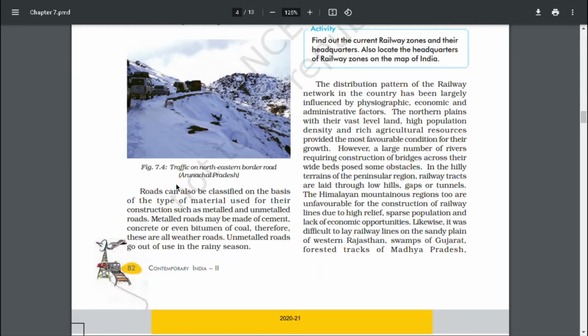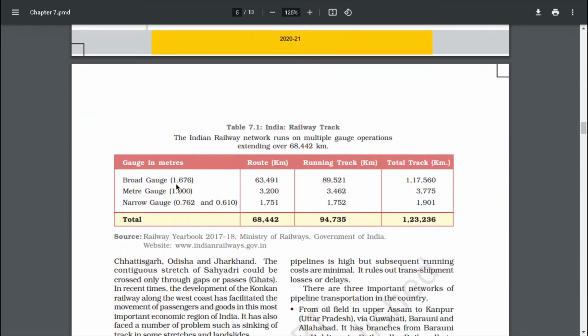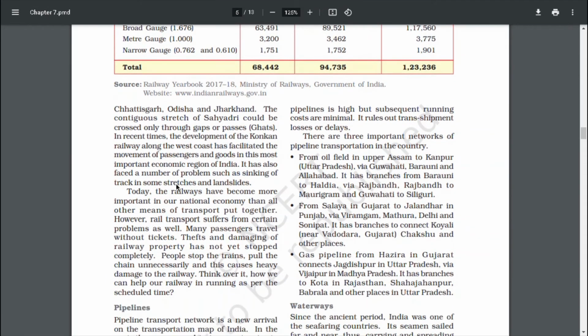In the hilly terrains of the peninsular region, railway tracks are laid through low hills, gaps, or tunnels. The Himalayan mountainous regions too are unfavorable for the construction of railway lines due to high relief, sparse population, and lack of economic opportunities. Likewise, it was difficult to lay railway lines on the sandy plain of western Rajasthan, swamps of Gujarat, and forested tracts of Madhya Pradesh, Chhattisgarh, Odisha, and Jharkhand.